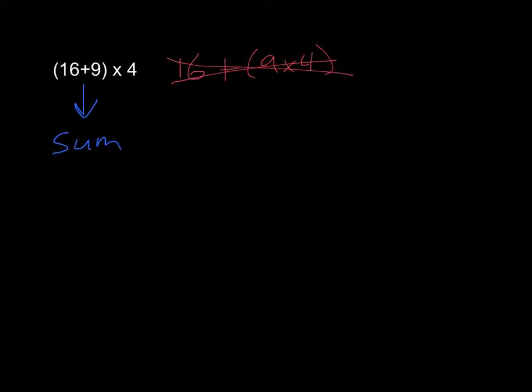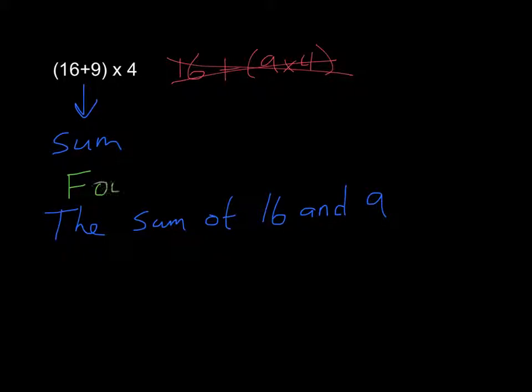So what I would do is say the sum of 16 and 9 to represent the first section. However, if I say the sum of 16 and 9 times 4, then I come back to this expression that is incorrect. So the way that I would simplify that would be to put the times 4 first. So I would write it as 4 times the sum of 16 and 9. That way it helps you know the correct order of operations.